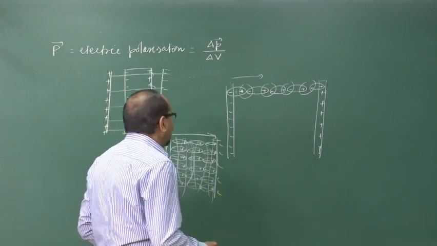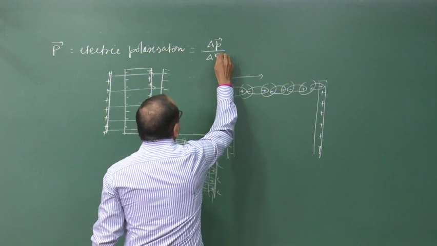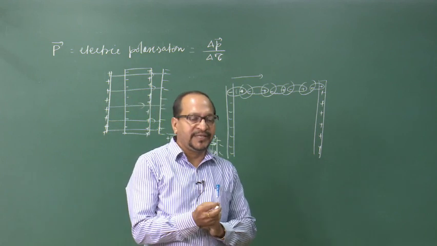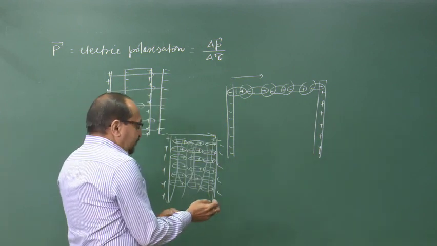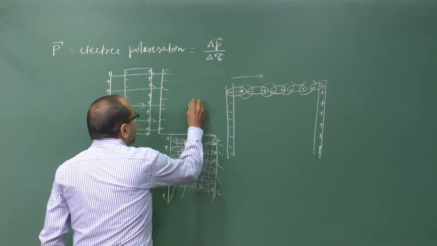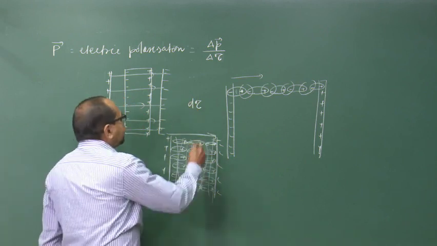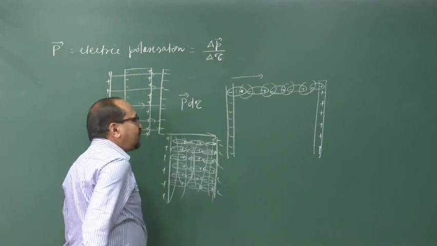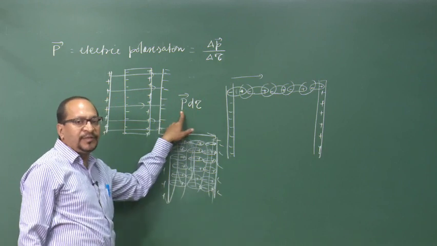So, it is rather better to write tau instead of V to avoid confusion with the electric potential. So, tau is the volume element. So, if a dielectric material is already polarized and if we consider a very small volume element d tau of this dielectric material, then the total dipole moment of this volume element should be P into d tau, because P is the dipole moment per unit volume.